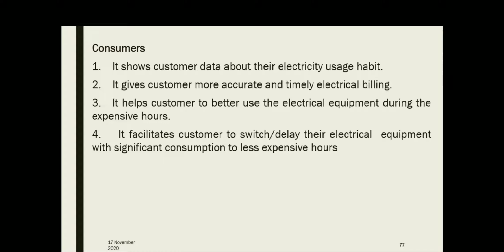It helps customers to better use the electrical equipment during the expensive hours. It facilitates customers to switch or delay their electrical equipment with significant consumption to less expensive hours. So the meter itself switches off or switches on the particular equipment as a part of load side management, in order to shift the load from the peak period to the off-peak period.